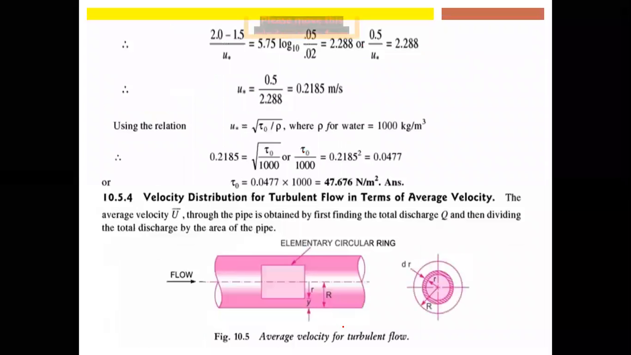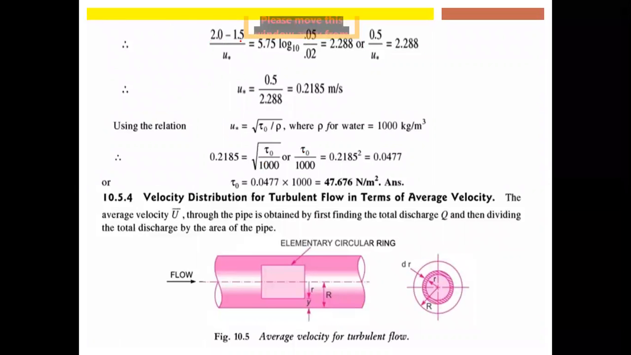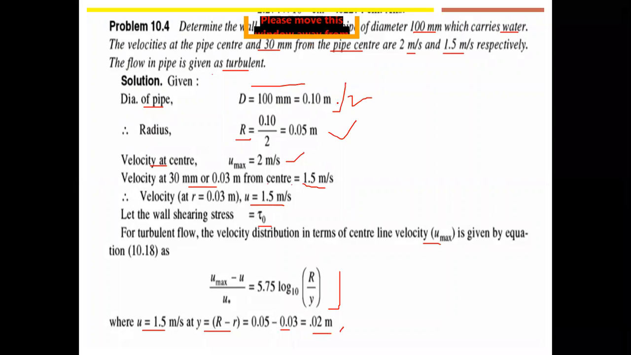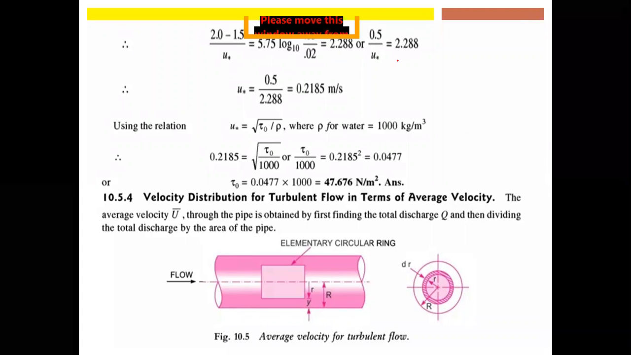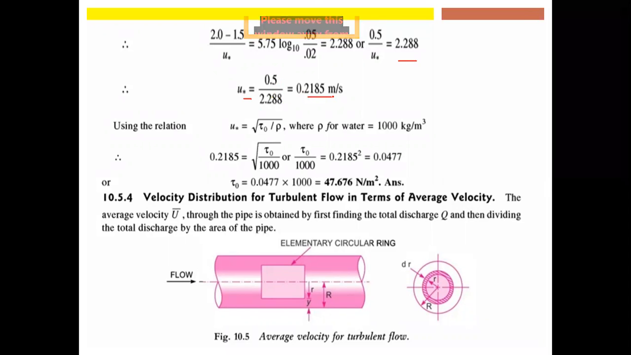Now substituting those things here, u minus u max divided by u star is equal to 5.75 into log 10 capital R by y. Substituting, you are getting this value. Upon substituting, you are getting u star is equal to 0.05, 2.288.